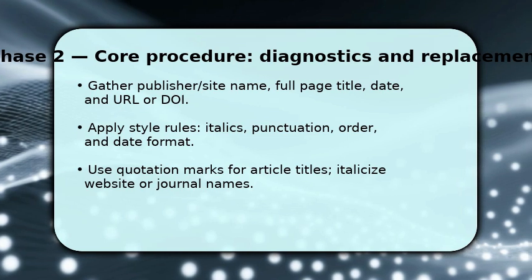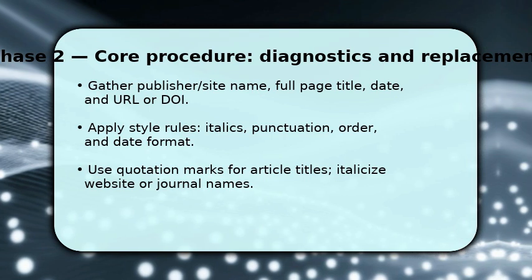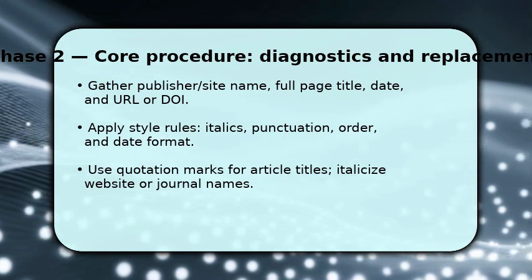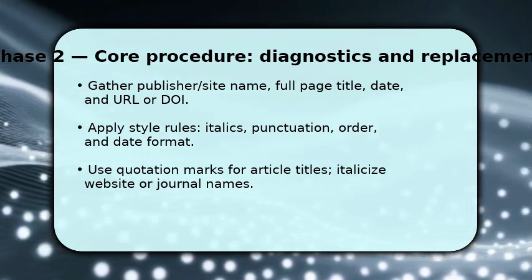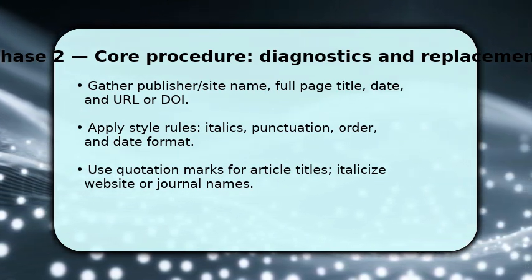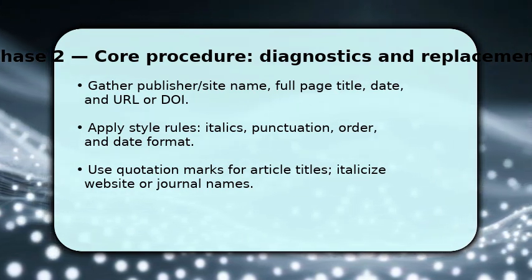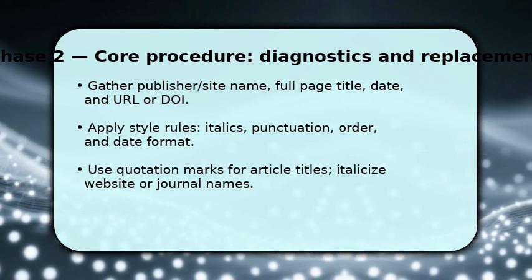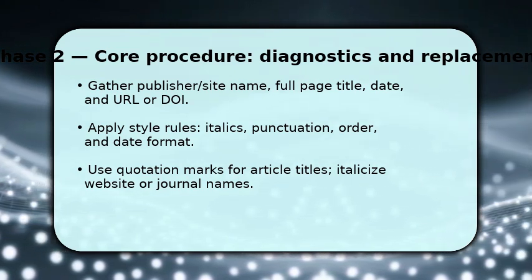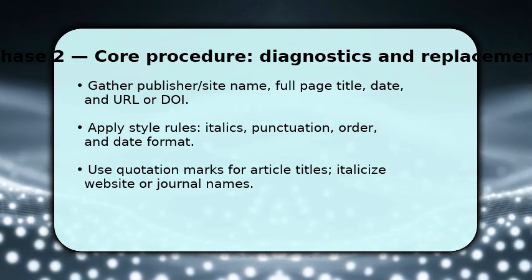For example, in APA you put the author, year in parentheses, the title sentence case, and the source URL or DOI. In MLA, you use title case and place the site name after the title. Make sure to italicize website or journal names and use quotation marks for article titles when the style requires them. Keep consistent punctuation and order so the citation will pass review without edits.